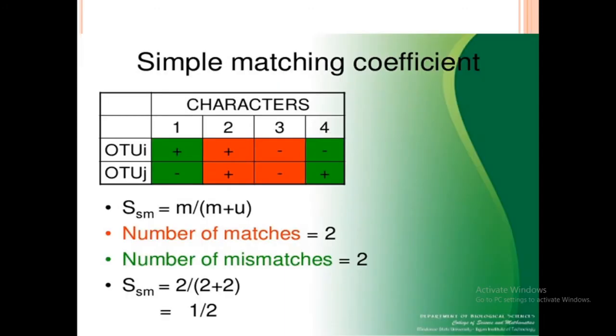So, one example here, simple matching coefficient. This is characters present or absent. Likewise, it is written number of matches 2. What are the number of matches here? This one and this one. See, in both the taxa it is present, this and this one. Number of mismatches, again 1, 2. So, what is the equation? M divided by M plus U. So, 2 divided by 2 plus 2, 1 by 2. That is the simple matching coefficient.